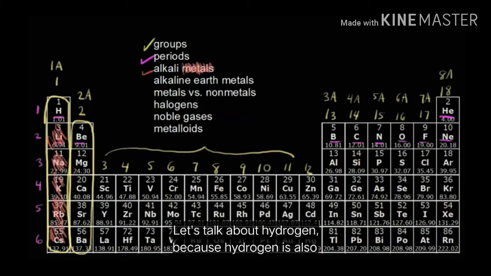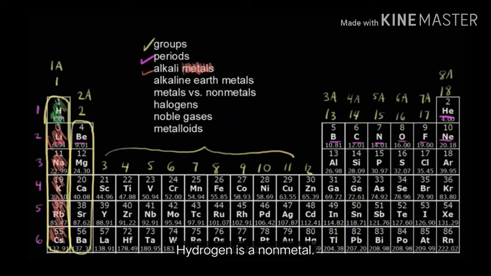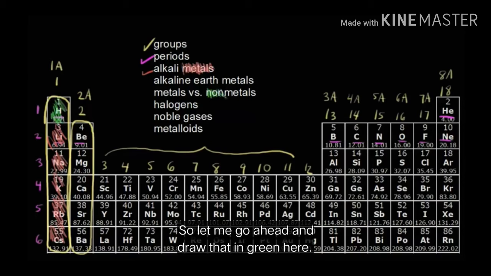All right, let's talk about hydrogen, because hydrogen is also in group 1, but hydrogen is not an alkali metal. Hydrogen is a non-metal. So let me go ahead and draw that in green here. So I will represent non-metals in green. So hydrogen is the exception in group 1.